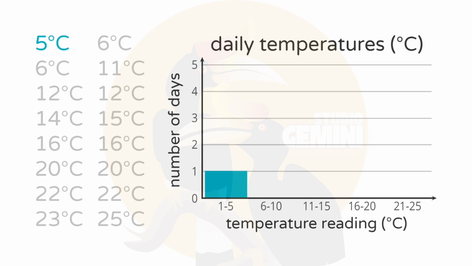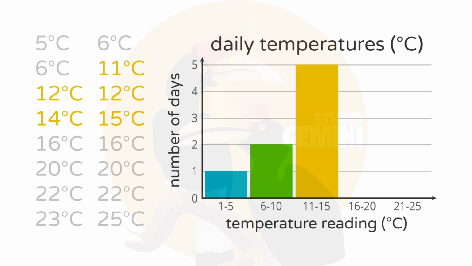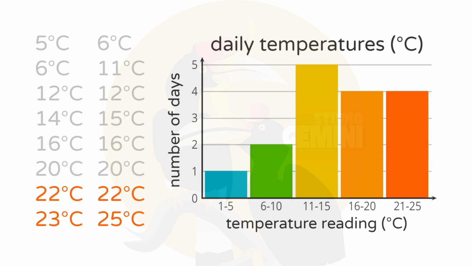1 day was between 1 and 5 degrees Celsius. 2 days were between 6 and 10 degrees Celsius. 5 days were between 11 and 15 degrees Celsius. 4 days were between 16 and 20 degrees Celsius. And 4 days were between 21 and 25 degrees Celsius. We did it! We made a histogram of Caleb's data.